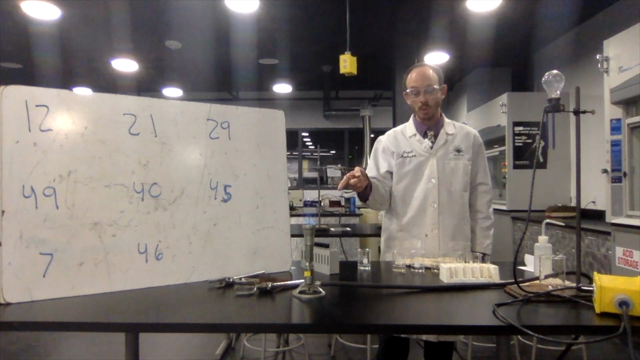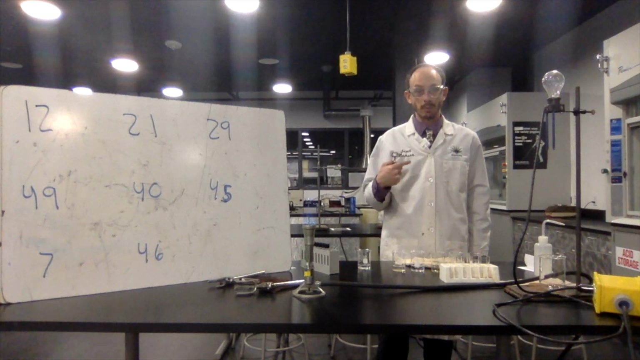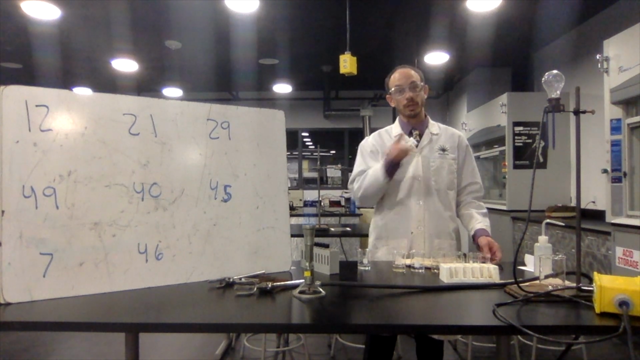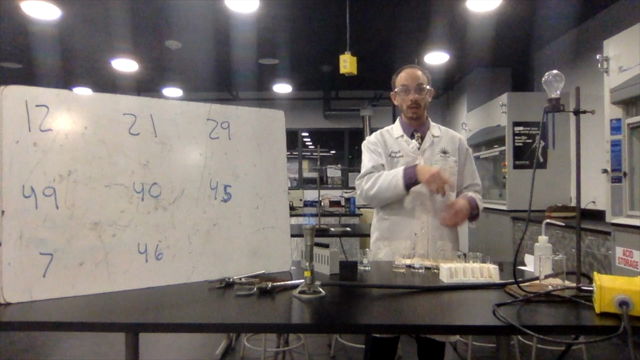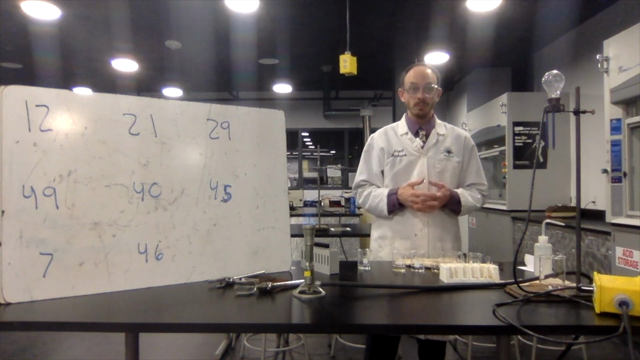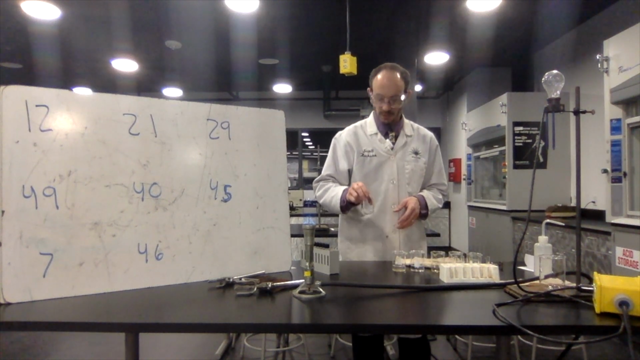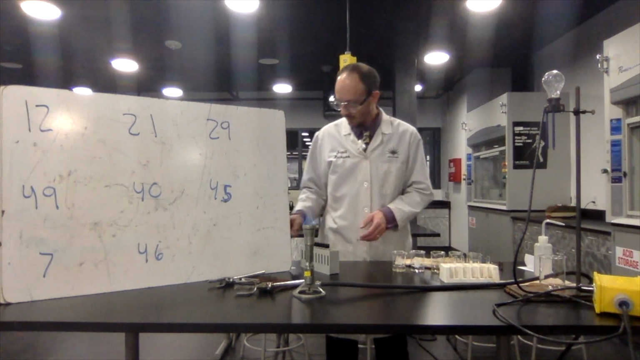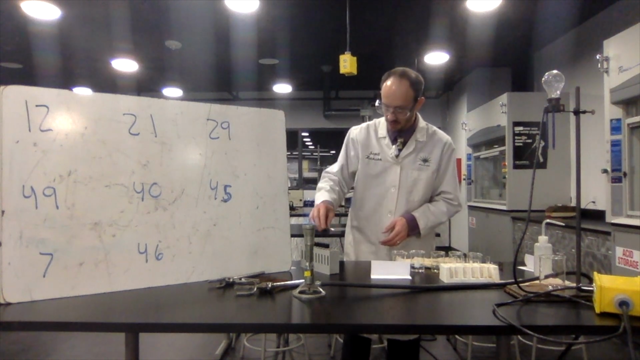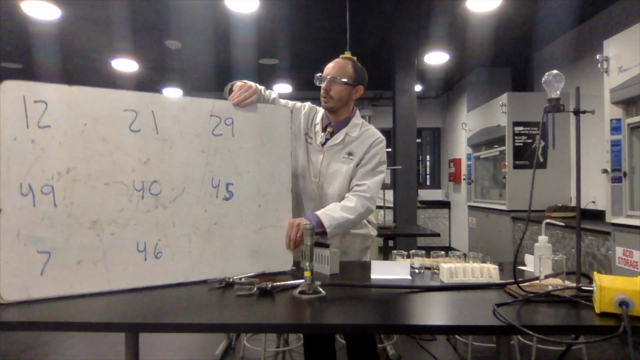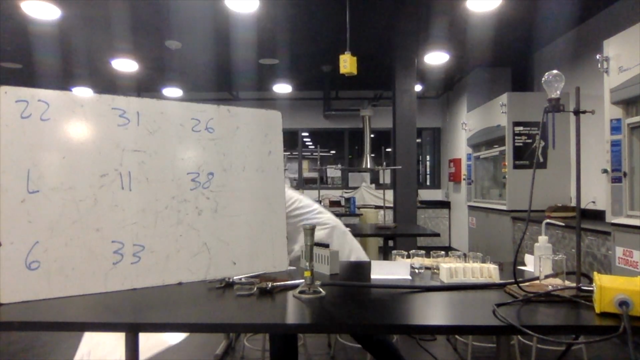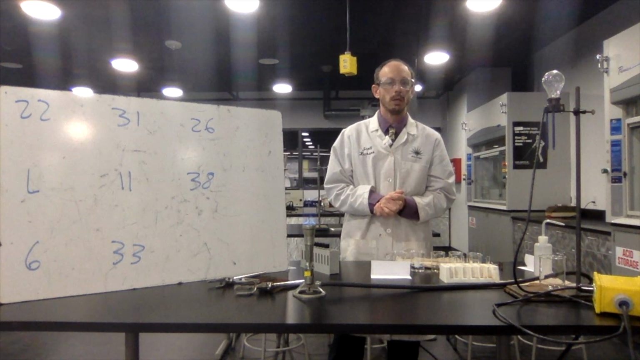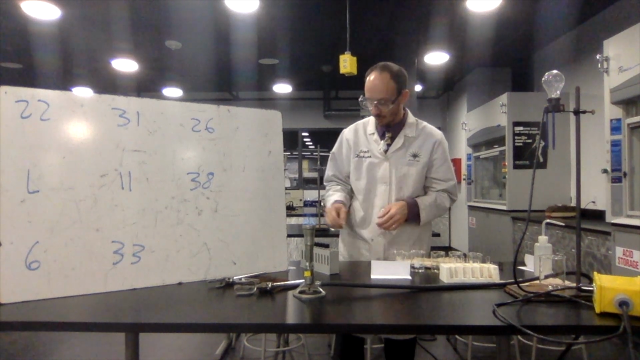We've tested melting point. We've tested vapor pressure because I said no discernible scent. We've tested solubility, electrical conductivity in our solution. We've tested electrical conductivity and solubility. So I'm just going to stick that beaker over there. And now I'm going to get myself a clean one of these, and we're going to move to substance 22, 31, 26, L, 11, 38, 6, or 33.